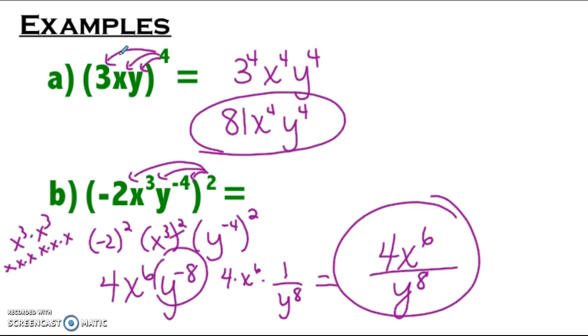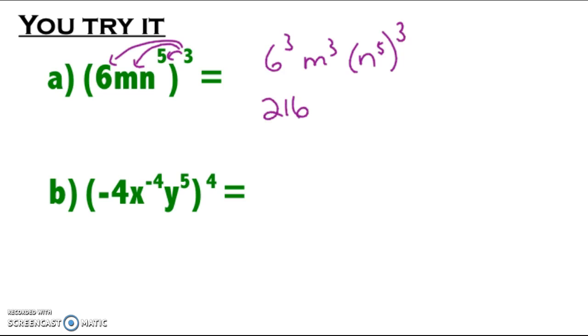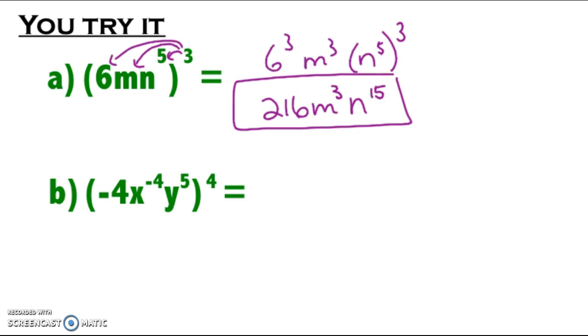All right, let's have you try a couple on your own. So I would love you to try these two and then come back and see if you're able to get them correct. So make sure you pause the video and then come back and watch. All right, this first one, 6mn to the 5th all to the 3rd. I'm going to do this kind of shorthand way. So I'm taking 6 to the 3rd, m to the 3rd, and n to the 5th to the 3rd. 6 to the 3rd is 216, m to the 3rd is already simplified. N to the 5th to the 3rd is n to the 15th. Simplified expression was 216 m cubed n to the 15th.